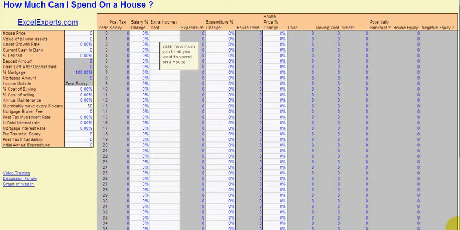excelexperts.com, where we are attempting to answer the question, how much can I spend on a house? For this we've written a calculator in Excel, and here it is.